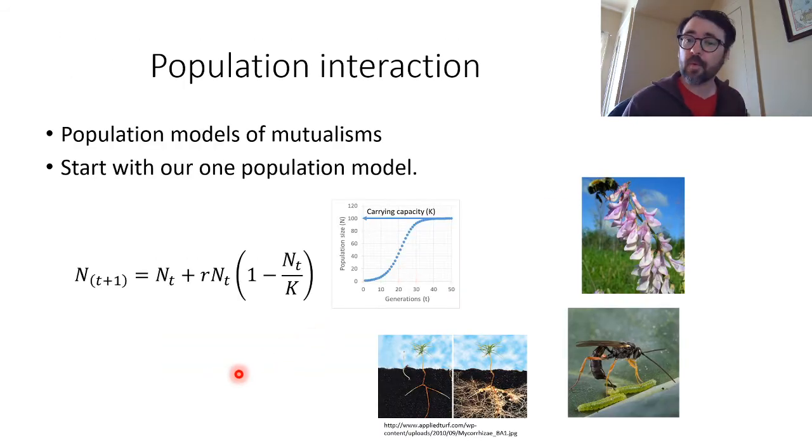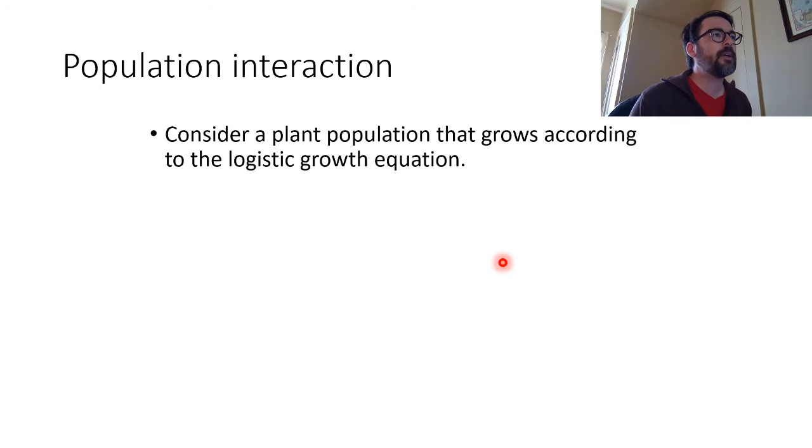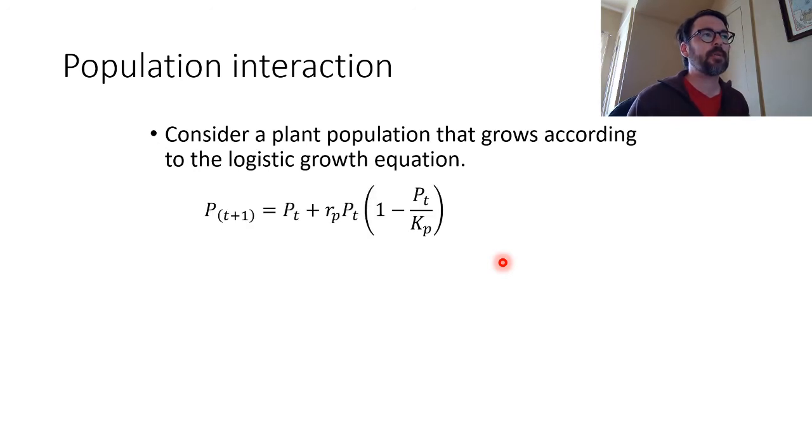And to think about what those would look like, we could start with our single population model that we've used. Again, you don't need to know this equation, but you should know how to use it. This is just the logistic growth equation. It's got our intrinsic rate of increase, it's got our carrying capacity, and we see that it grows with this S-shaped logistic curve. So we can consider a plant population that's growing according to the logistic growth equation. I've just changed n for p, but it's got its own intrinsic rate of increase, its own carrying capacity, and it does its logistic growth thing.